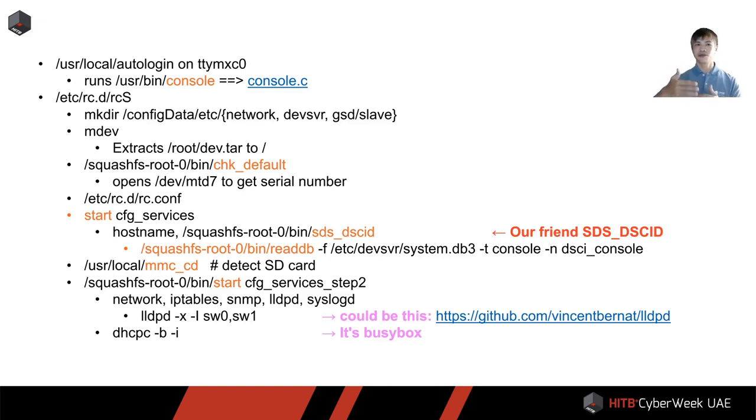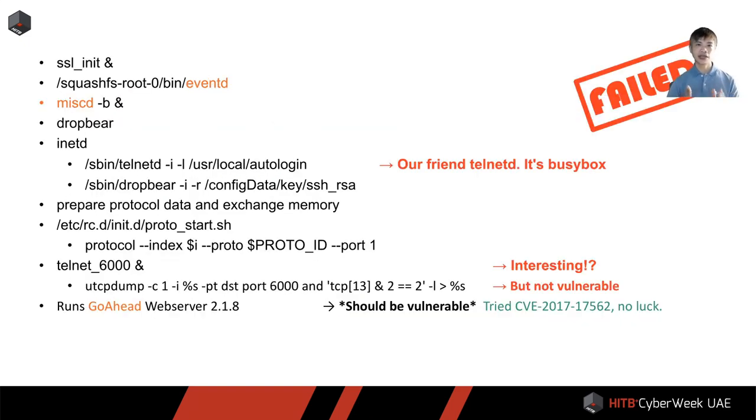Then it begins to initialize the network configurations like iptables, SNMP, LLDPD, etc. The LLDPD is probably something that we have found on GitHub. Then it's initializing DHCP for the IP address. Then it's running eventd. Eventd might be a Moxa internal daemon for event loops. So there are several Moxa daemons that pass IPC communications by eventd. We tried to exploit it here, but we didn't make it.